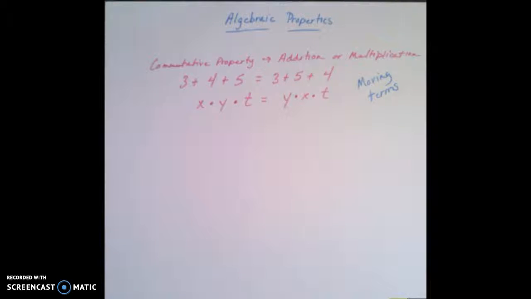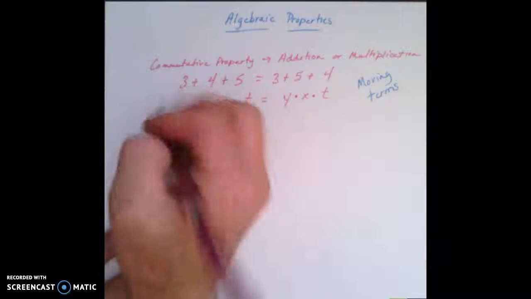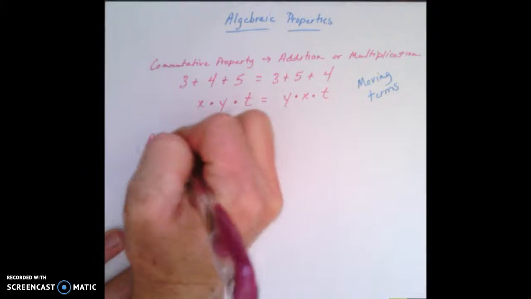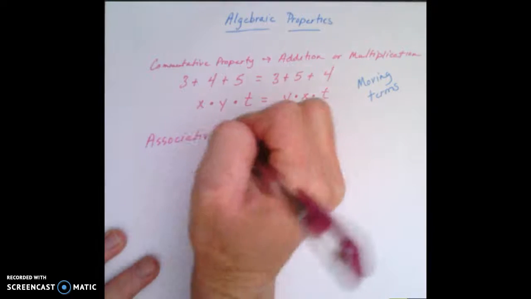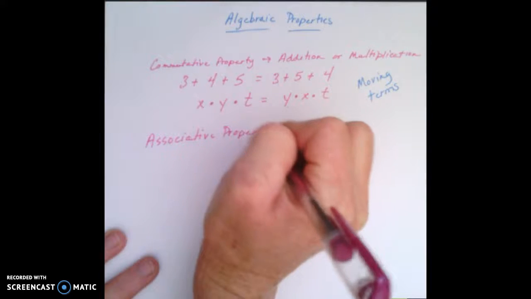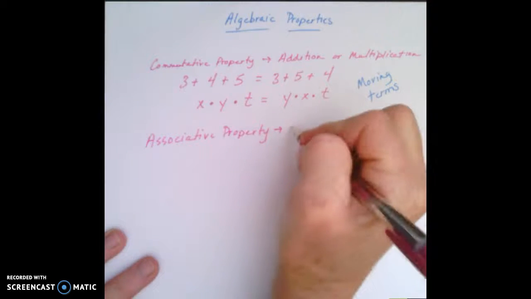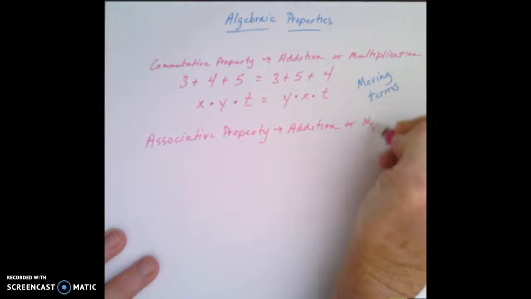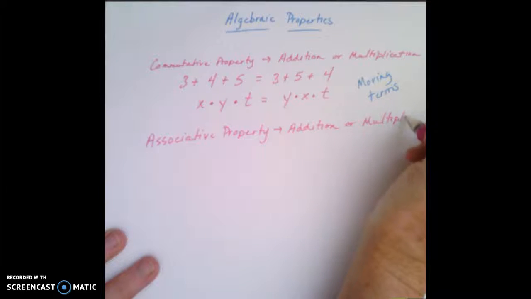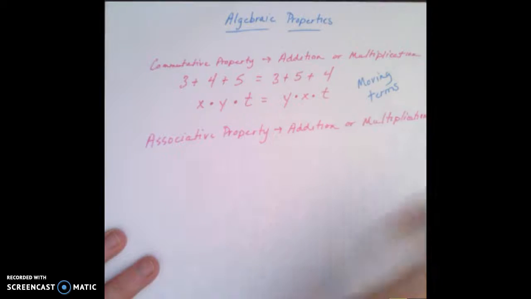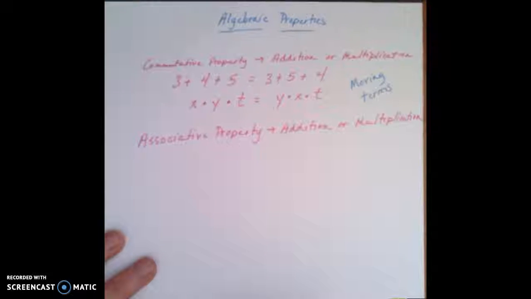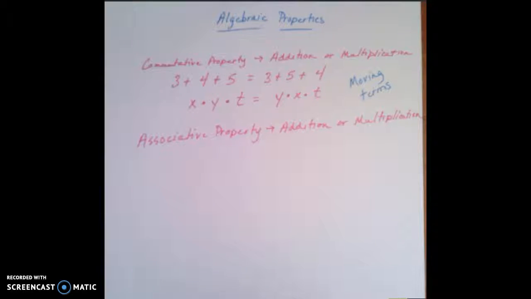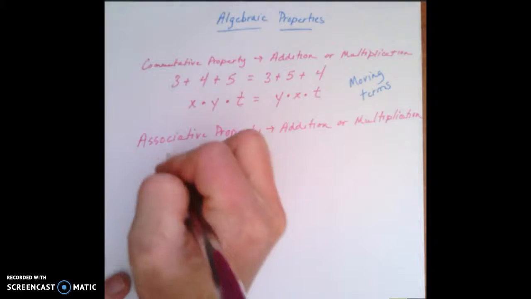Okay? The next property that we're going to look at is the associative property. And the associative property, once again, can only be used when we're looking at addition or multiplication. The associative property is where we don't move terms, we just regroup. So an example would look like this.